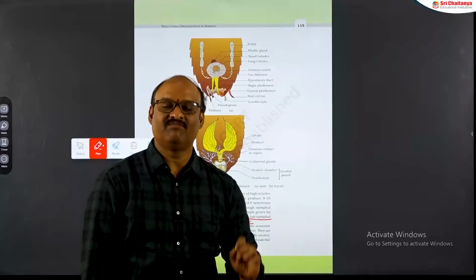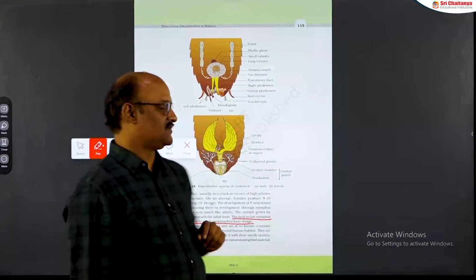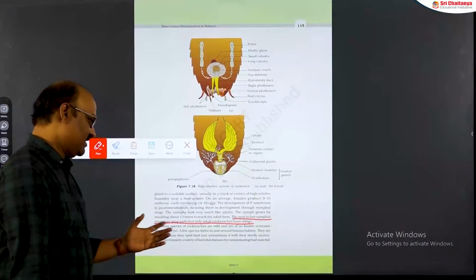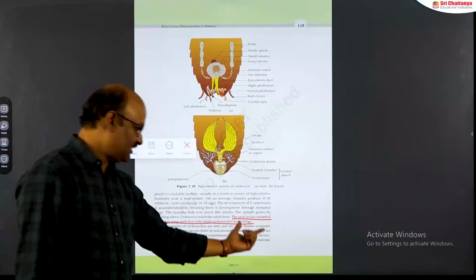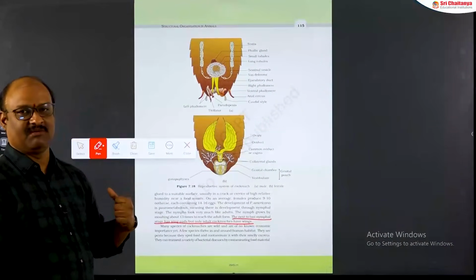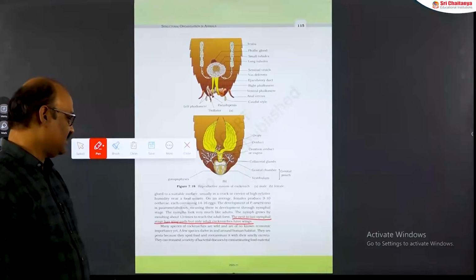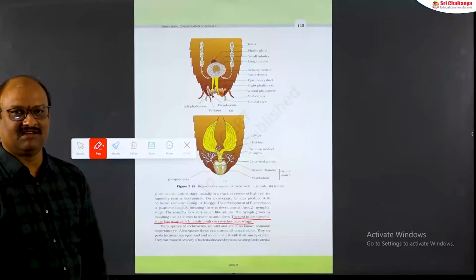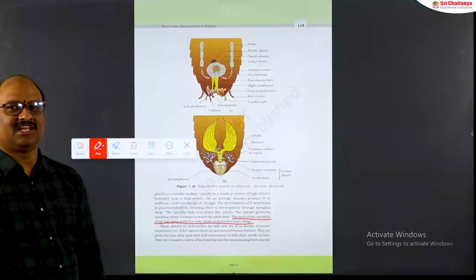Nymphs only will have wing pads. You have to remember this particular statement, very important statement. And finally, this is about the economic importance and ecological importance. The cockroach generally does not have any ecological importance. It's a very serious pest transferring different types of diseases.